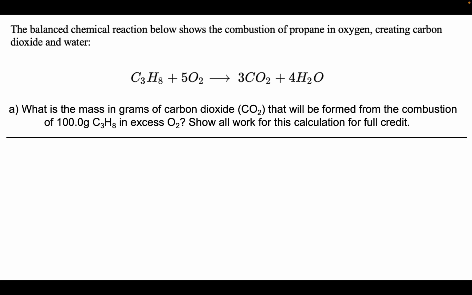All right, in this quiz we covered a stoichiometry problem, and it's a limiting reactant problem, and we're going to break it down into some steps, and that was really how the quiz was laid out. So the first part says, what is the mass in grams of the carbon dioxide, one of the products, that's going to be formed from combusting 100 grams of propane, C3H8, in as much oxygen as you need.